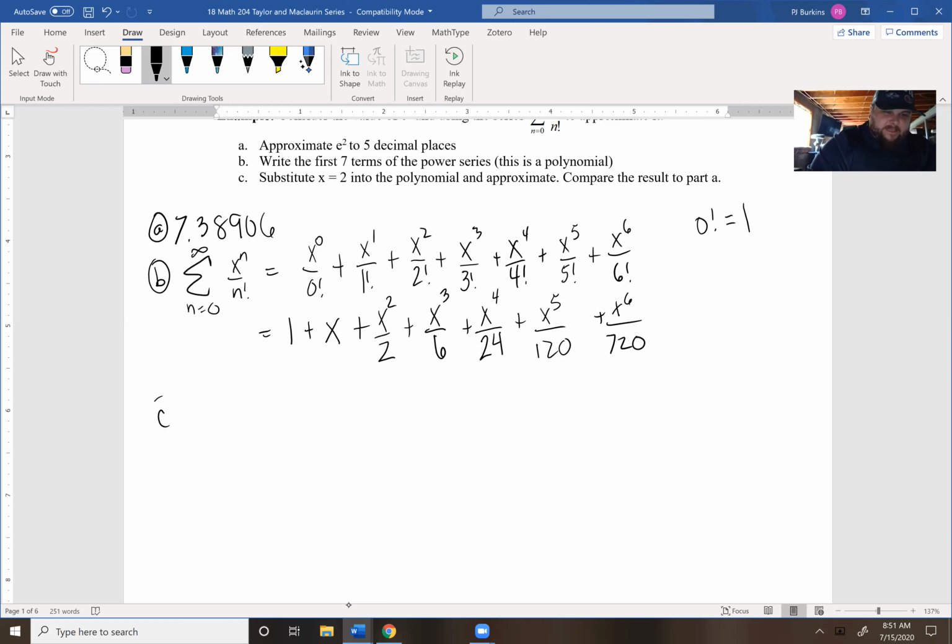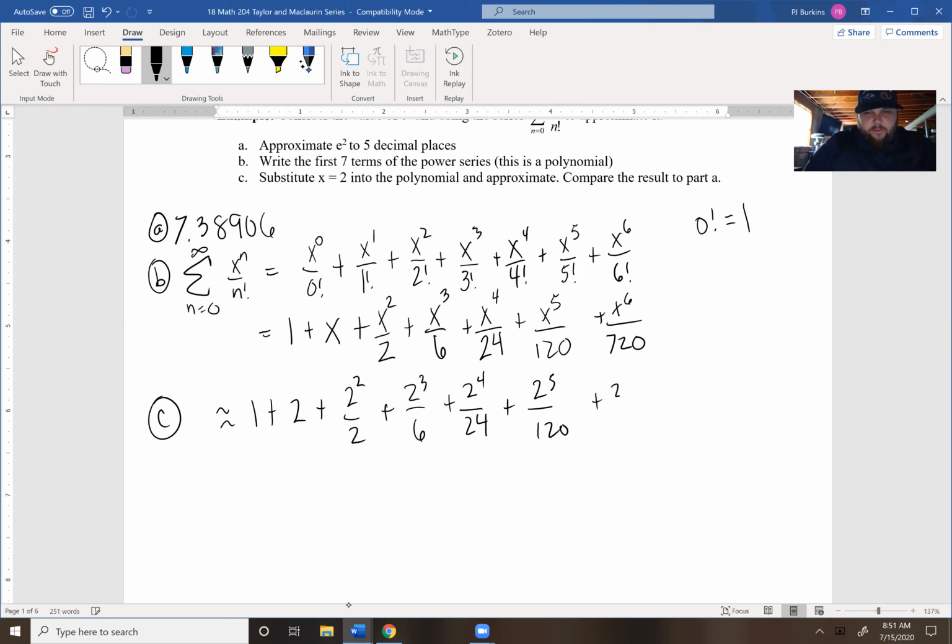So now part C says plug 2 in there. So this is going to be 2 squared over 2, 2 cubed over 6, 2 to the 4th over 24, 2 to the 5th over 120, and 2 to the 6th over 720. So if someone would be kind enough to go ahead and calculate that for us, I will start to work on it myself here.